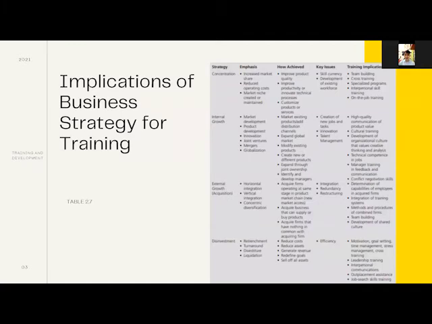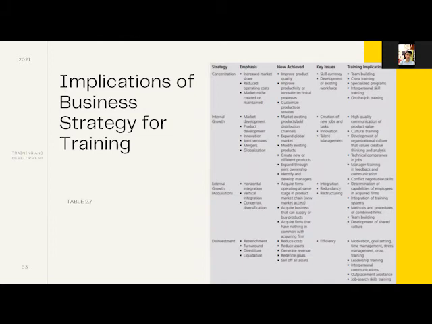The first strategy is the concentration, what I said earlier. The emphasis of this, I'll just read it: increase market share, reduce operating costs, market niche created or maintained. How to achieve? Improve product quality, improve productivity, or innovate technical processes, customize products or services. But here are some key issues: sales currency, development of existing workforce. Last, training implications: team building, cross training, specialist program, interpersonal skill training, and on-the-job training.